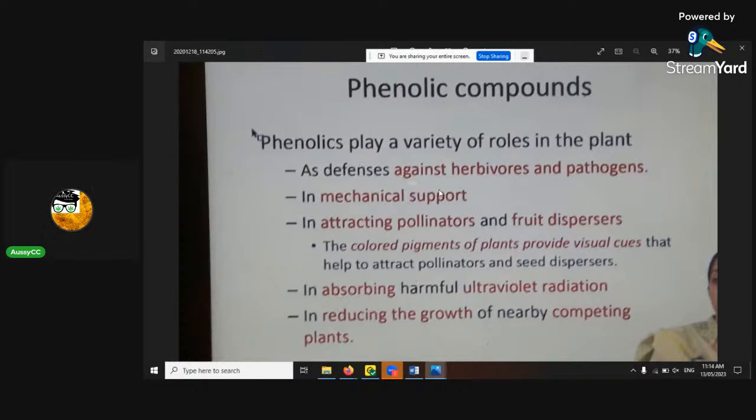No, not really in medical cannabis. It's more to do with defense. They don't really want to attract a lot of things. Phenolic compounds are also involved in absorbing harmful UV radiation. See that too? So that's why greenhouse plants mightn't be as potent as ones grown outdoors, because that secondary metabolite pathway hasn't been activated, and in reducing the growth of nearby competing plants.